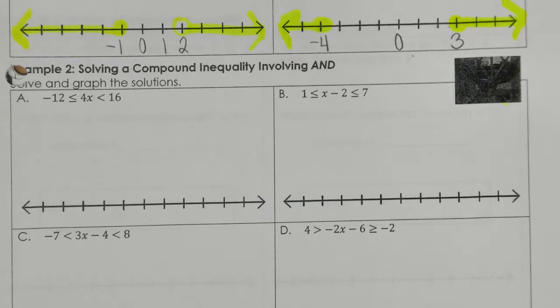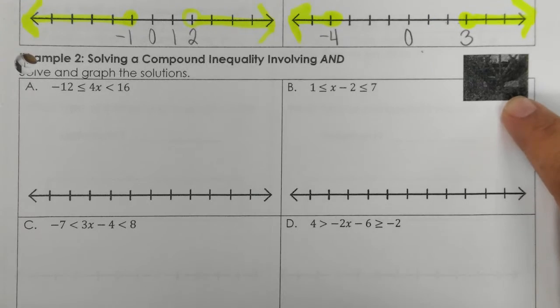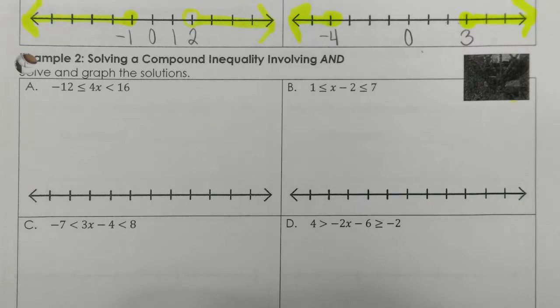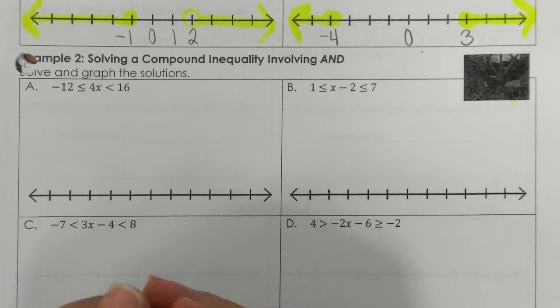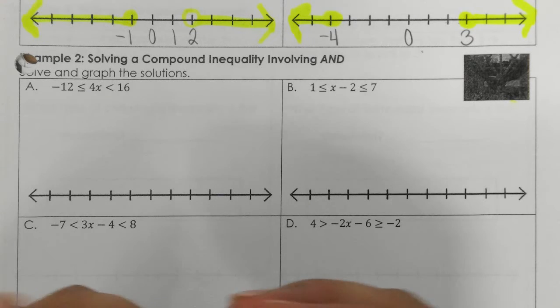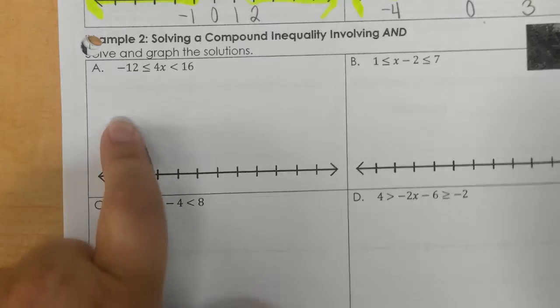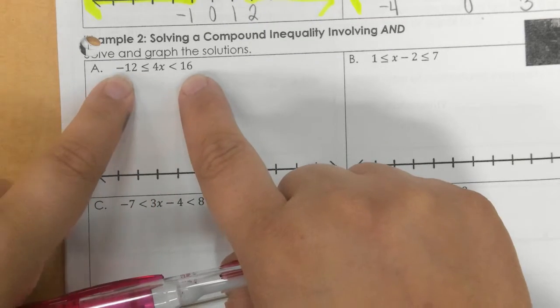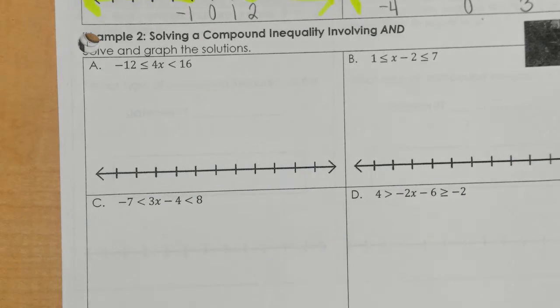Alright, to solve a compound and. It's hard to see this little picture right here, but it's a picture of two people holding hands. So here's what I think of when I think of and. And, you are connected. If you are together in a relationship, sometimes you show your affection by holding hands. So I just think of how you are connected to the other person. So for these problems, since these two numbers are connected to the middle, these are and. Ands don't say and, they're just connected.